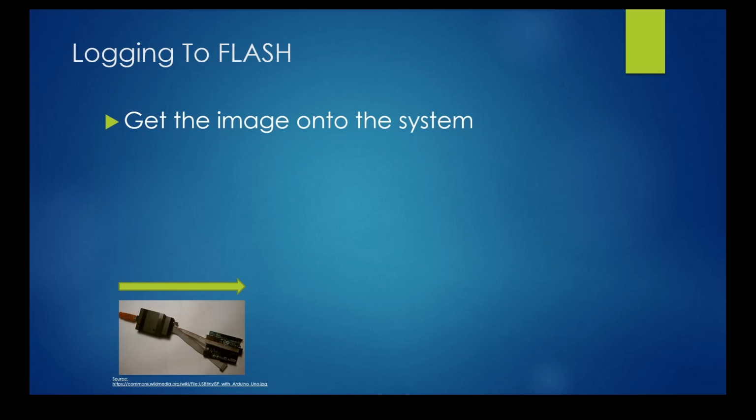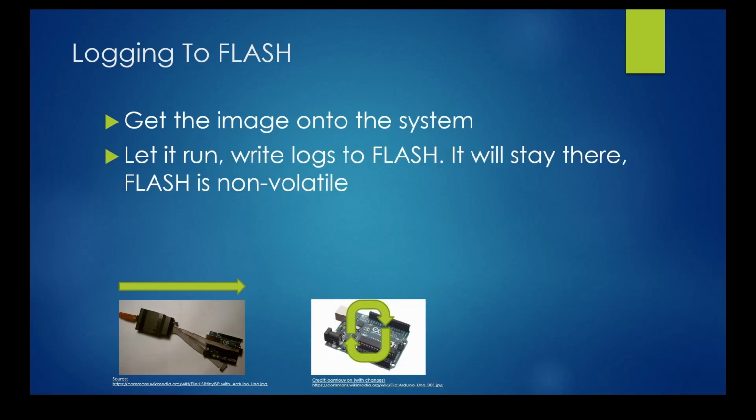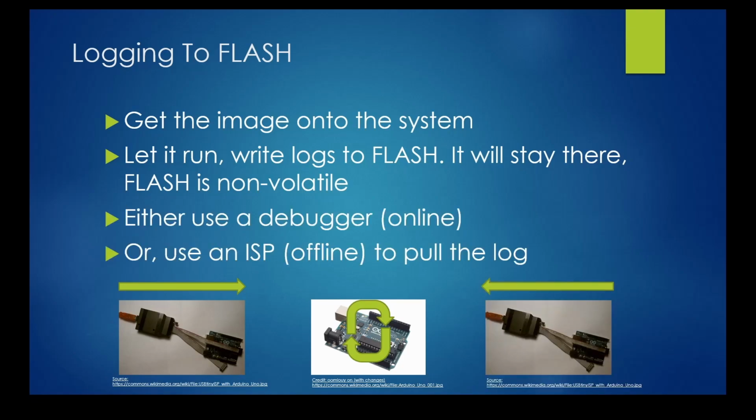Assume you have got the image onto the system by any means that we have described before. Now let the system run. The system will write log entries to flash as you designed it to do. When the time or the need comes, pull out the content of the flash using an ISP or any other means. You may now have to analyze the image, get your logs depending on how you have placed them in the image, and parse them if necessary. Potentially, you have chosen to store them compressed on the flash, in which case you will also have to uncompress them.